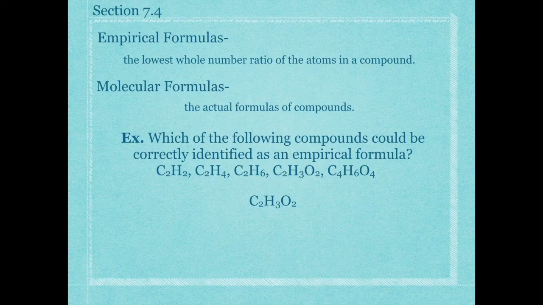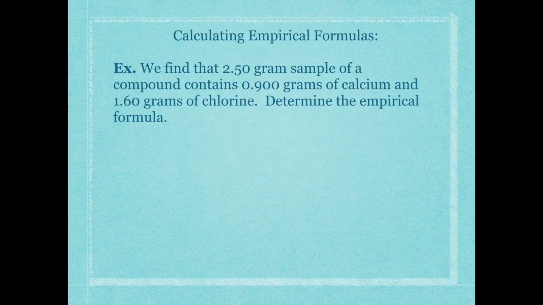So how exactly do I get the empirical formula? How can I create, for example, C2H3O2? Well, you would do so experimentally. So if you were to take a 2.5 gram sample of a compound and you were to discover that 0.900 grams of it is calcium and 1.60 grams of it is chlorine, you can actually determine the empirical formula. So what we're going to do, the subscripts for all of these molecules, they are actually the number of moles. So all we need to do is the following.